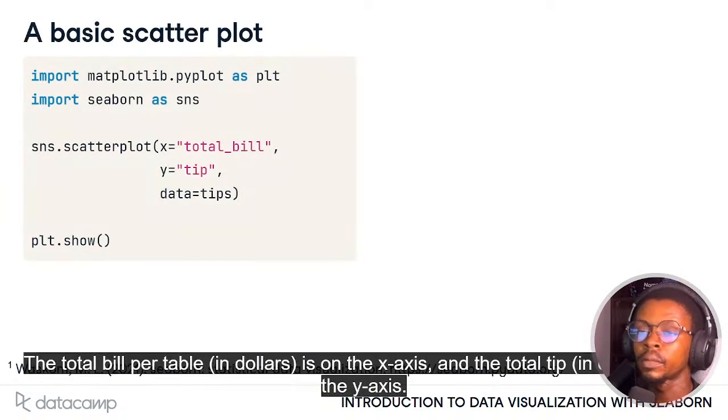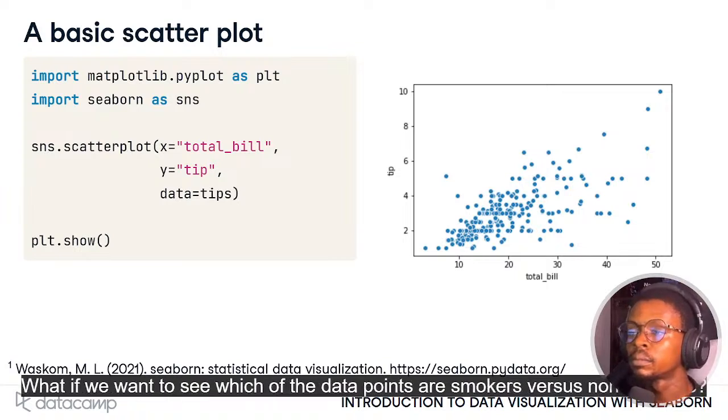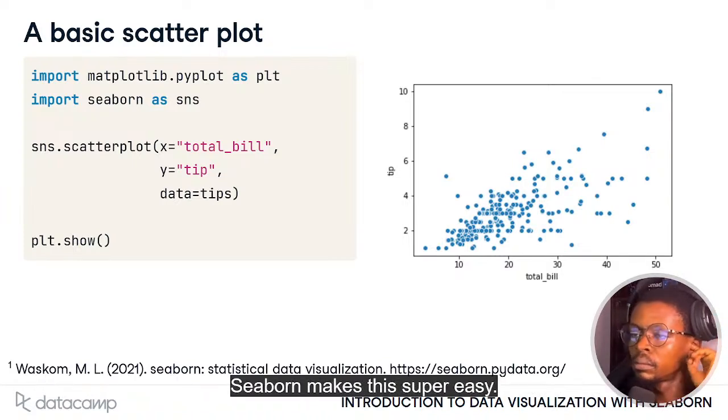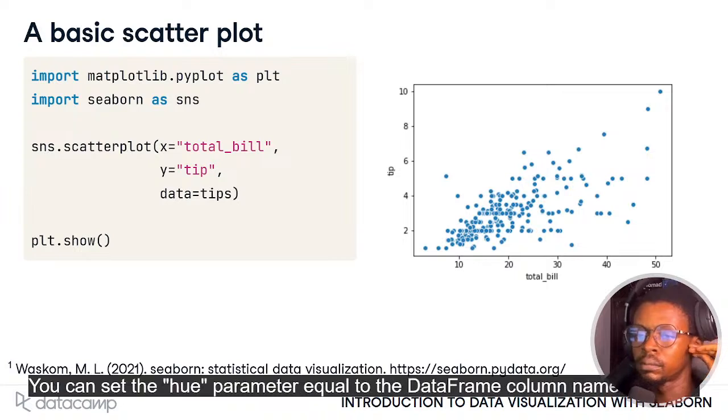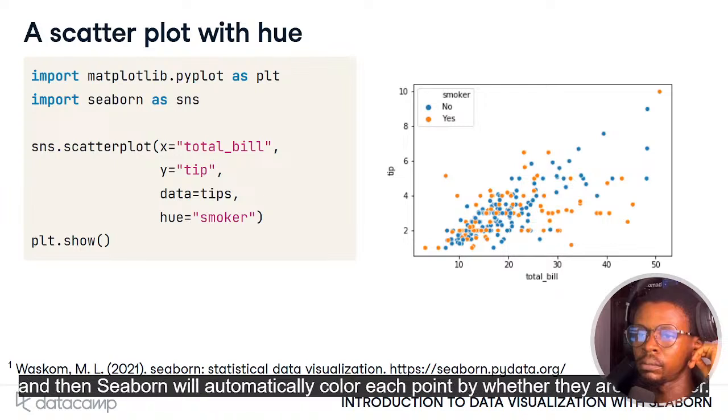The total bill per table in dollars is on the x-axis, and the total tip in dollars is on the y-axis. We can see from this plot that larger bills are associated with larger tips. What if we want to see which of these data points are smokers versus non-smokers? Seaborn makes this super easy. You can set the hue parameter equal to the data frame column smoker, and then Seaborn will automatically color each point by whether they are a smoker.